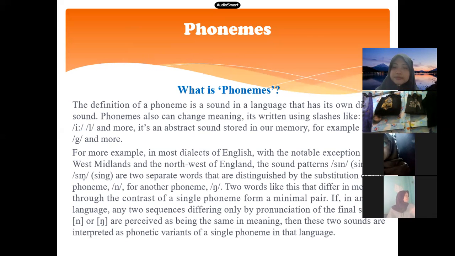Words like this that differ in meaning because of the contrast of a single phoneme form a minimal pair. If in another language, two sequences differ only by the pronunciation of the final sound, n or ng, and are understood as being the same in meaning, then these two sounds are interpreted as phonetic variants of a single phoneme in the language. There are more examples of phonemes that are short, long, diphthong, voiced, and unvoiced. You have vowels and then consonants. Example for vowel: tip, eagle, and tilt. And example for consonant: fan, hopping, and jump.